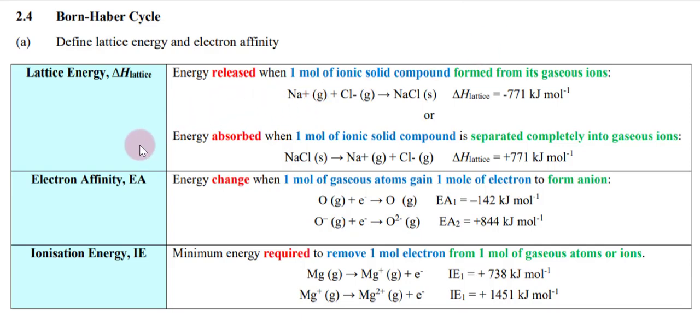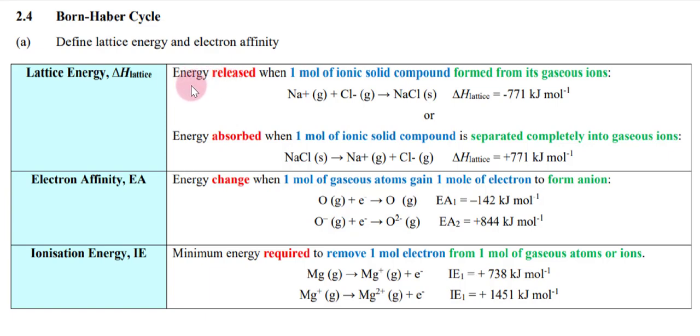In this video, we are going to have a look at the definition of the lattice energy, electron affinity, and ionization energy. Also, explain the effect of ionic charges and ionic radii on the magnitude of the lattice energy. So here, you can see we got two definitions of the lattice energy.